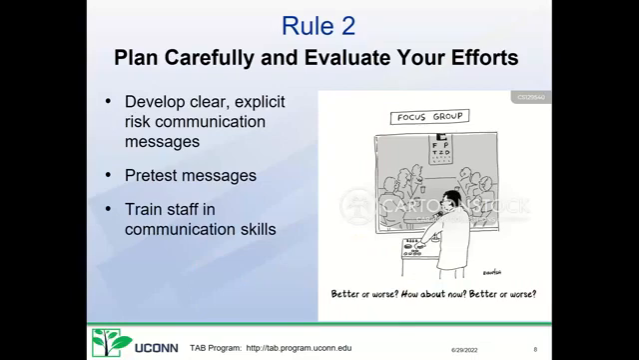Rule 2 is plan carefully and evaluate your efforts. You'll want to develop clear risk communication messages, which we'll have some examples of in a little bit, and pre-test your messages, for example, in a focus group, and then train staff in communication skills.